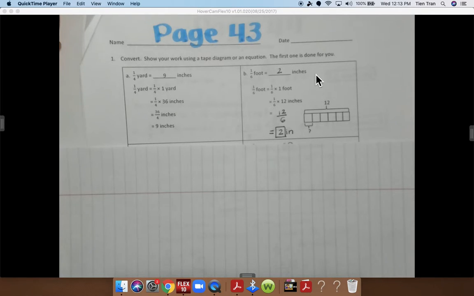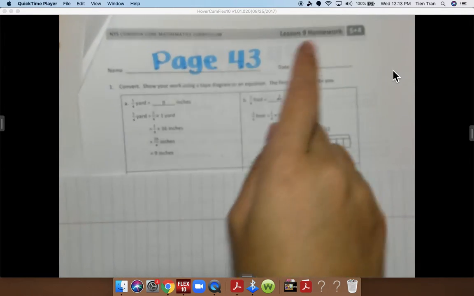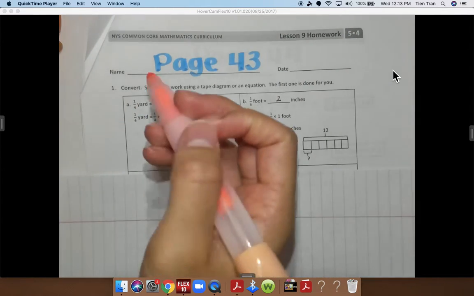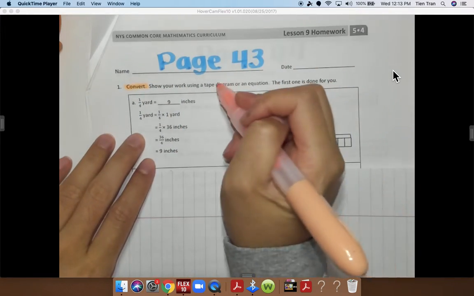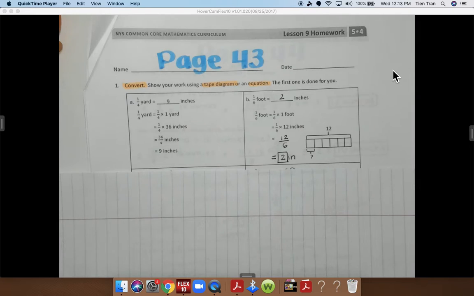We are on page 43. Please make sure you are on the right page. Lesson 9 homework. Problem number 1 asks you to convert and show your work using a tape diagram or an equation. The first one is done for you. The first one is an example that you can use when you are solving the equation.